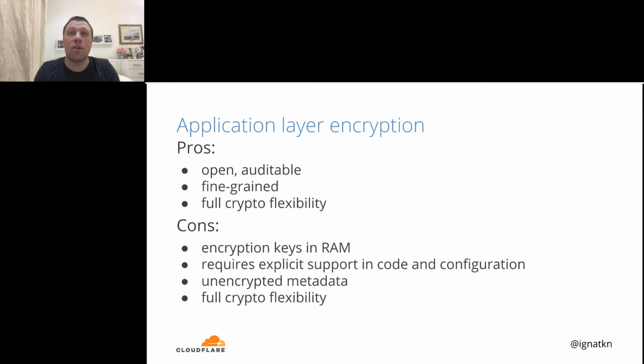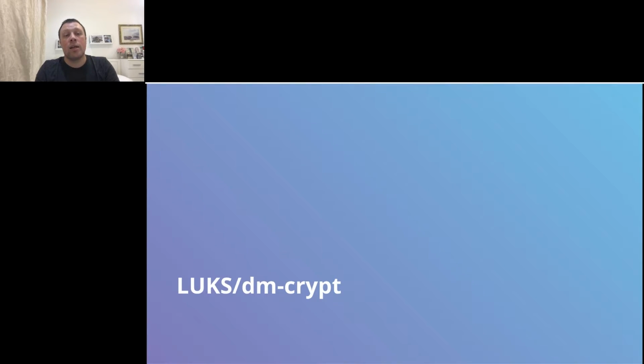The downside, again, your encryption keys are in RAM. You actually need to code it yourself, so it's not transparent to your application. You need to implement the encryption code, either using some library or writing from scratch. You have the unencrypted metadata problem, and the downside of full crypto flexibility: actually implementing crypto yourself is quite hard, even if you use a well-known cryptographic library, because there are a lot of caveats. So usually the good choice here is don't roll your own crypto and rely on some other method.